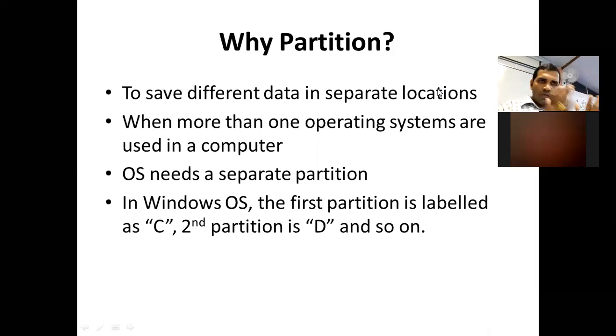Similarly, here, if I divide a hard disk into multiple parts, right? Like 3 parts or 4 parts, then you can systematically arrange your data. Maybe in one part, you can store your videos and audios. In another part, you may store your images. Maybe in another part, you can put your study materials. Maybe in another part, you can put your programs or softwares. So this may be the first reason.